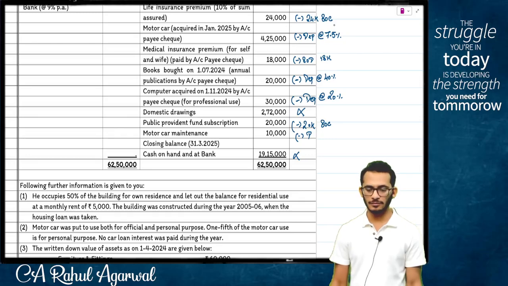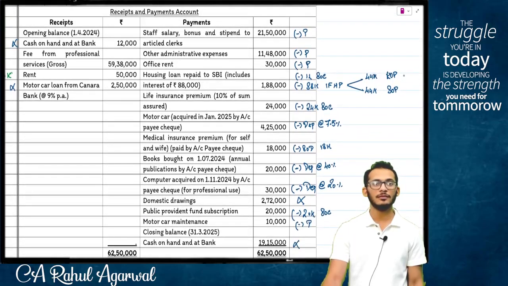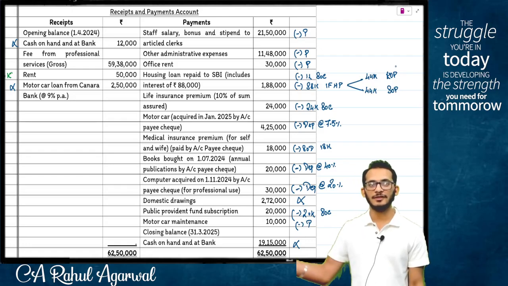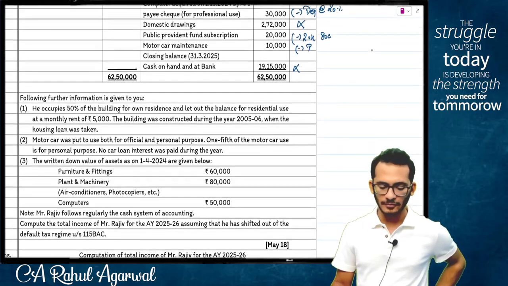What is plus 10,000? Why would it be in PGBP? What did I do in HP? How much am I taxing in HP? I'm taxing HP for 60,000. So I'm taxing the whole HP for 60,000.